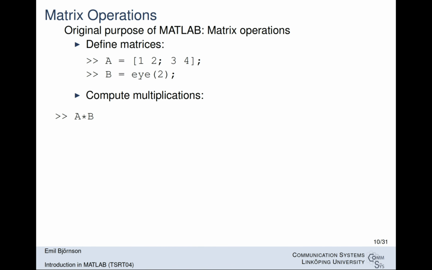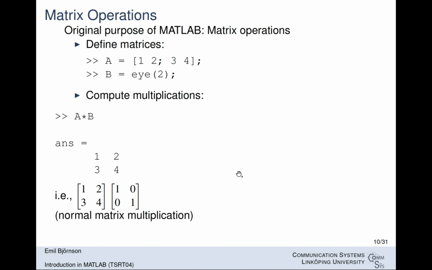MATLAB was created originally to deal with matrices, so we can do a lot of matrix operations very easily. So if we create a matrix A, which contains 1, 2 in the first row and 3, 4 in the second row, and we create the matrix B, which is an identity matrix of size 2, if you then just write A times B, MATLAB is going to carry out standard matrix multiplication, which results in 1, 2, 3, 4. So this is a matrix multiplication.